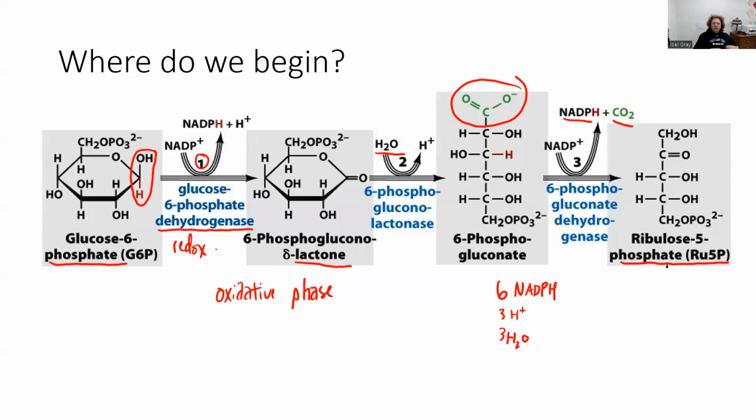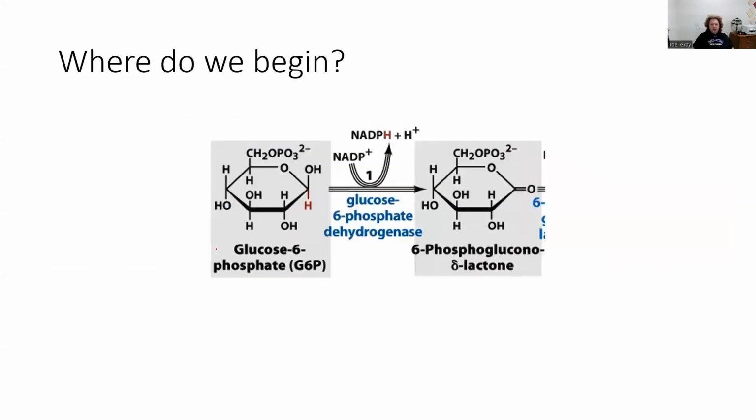The next step is to open up that ring, done by our lactonase, and our final step is to remove that CO2, done by our dehydrogenase. Now, this first step is actually a pretty important step from, I would say, a medicinal perspective. So this glucose 6-phosphate dehydrogenase is a very important enzyme, fairly well studied.